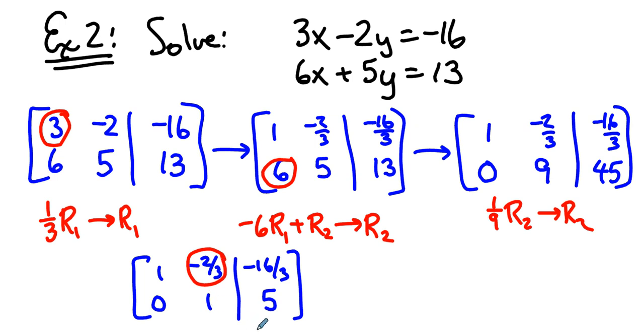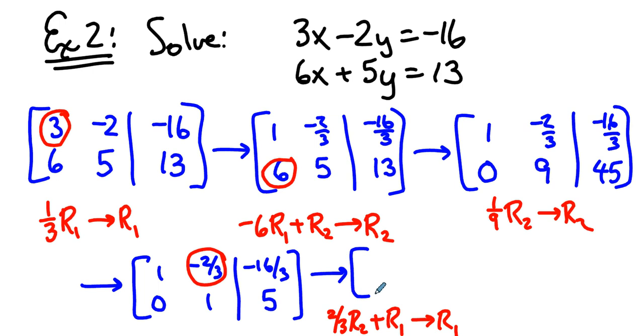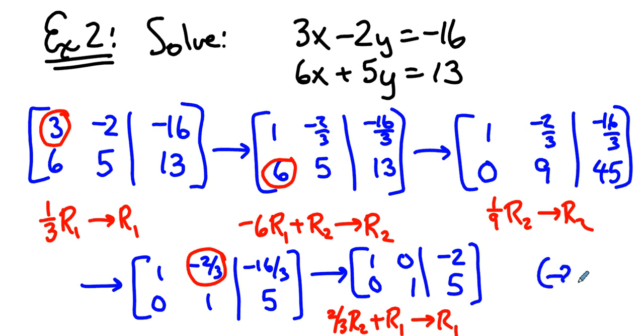How do you get a 0 there? Well, you'd have to take 2/3 of row 2 and add it to row 1 and leave the result in row 1. So 2/3 of 0 plus 1, 2/3 of 1 plus -2/3. 2/3 of 5 is 10/3, plus -16/3 is -6/3. And the solution is staring us right in the face. X and Y are -2 and 5.